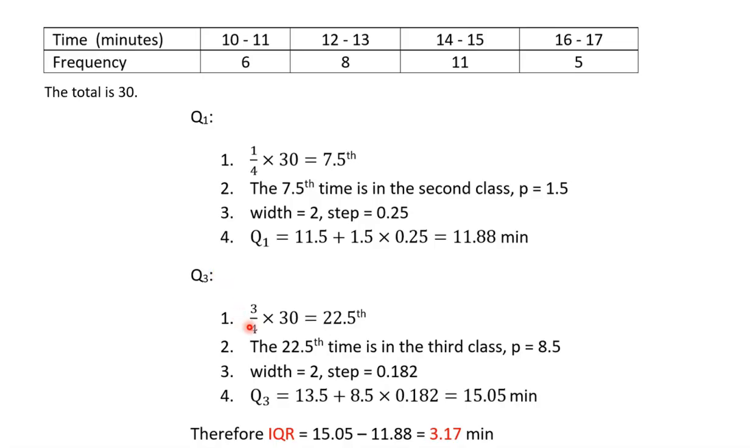The third quartile, 3/4 of 30 is 22.5, so this is the position in total. This is in the third class. It's 8.5 position in the third class. The width is 2, and Q3 is 15.05. So the answer for the interquartile range is 3.17 minutes.